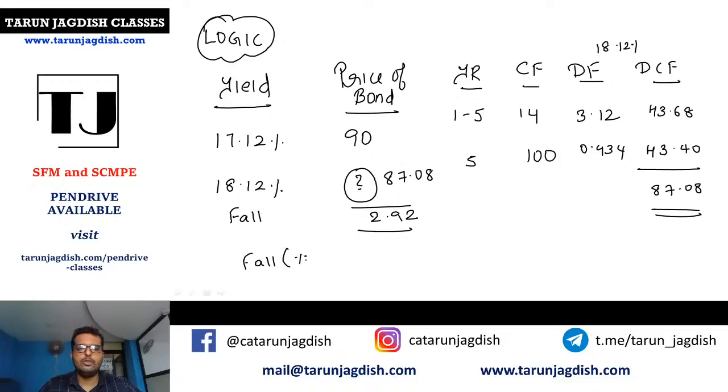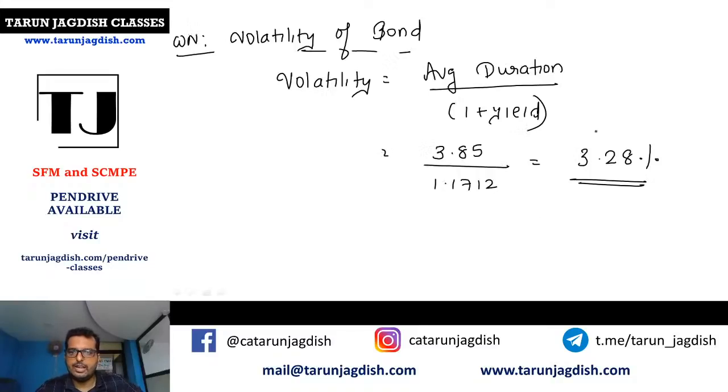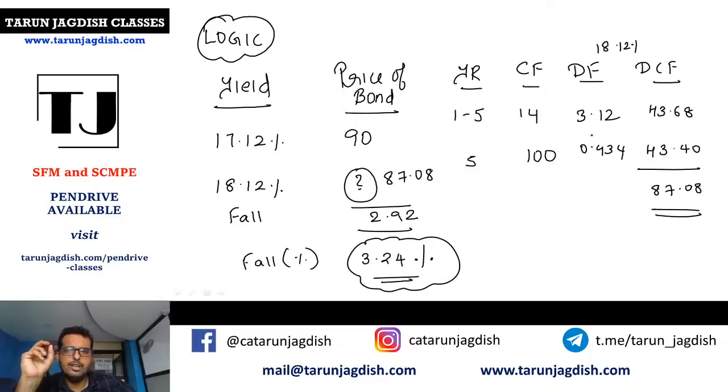So now tell me what will be the fall happening in percentage. 2.92 divided by 90, my fall is happening by 3.24%. Friends, earlier what was the volatility that we got? Have I got the answer as 3.28%? Is this approximately the same answer? We got a slight deviation only because of rounding off.